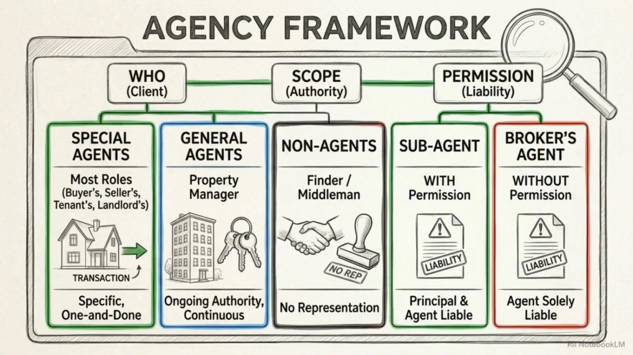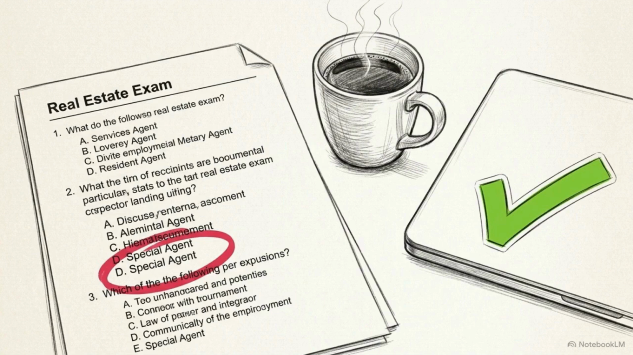This color-coded matrix consolidates those specific rules into a final cheat sheet. Most transaction roles are special agents. Property managers are general agents. Finders are non-agents. Sub-agents have permission, making the principal liable, and broker's agents lack permission, leaving the agent liable. Above the matrix, we lock in our structural headers: who, scope, and permission. Rely on this framework whenever a scenario becomes complex. Applying these mechanical rules of authority and liability provides a consistent logic for navigating multifaceted agency scenarios on the exam.